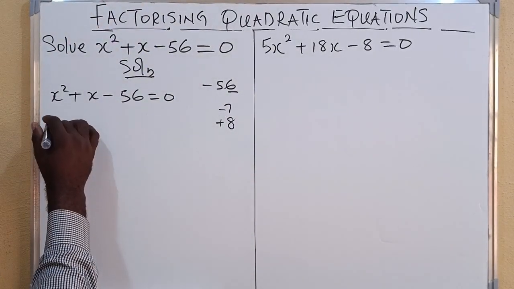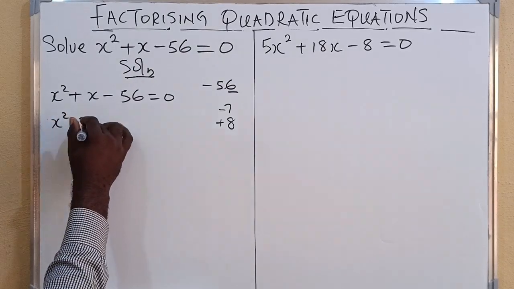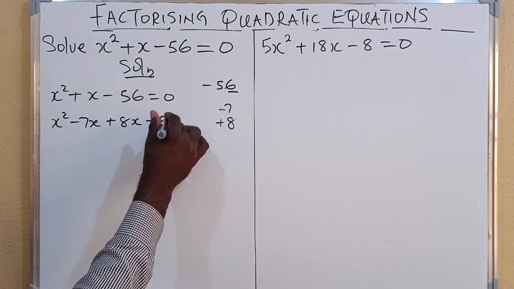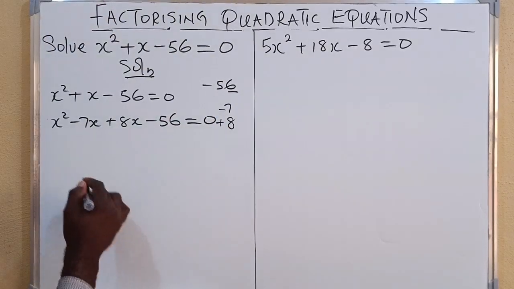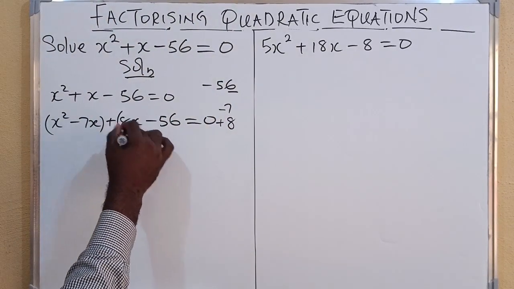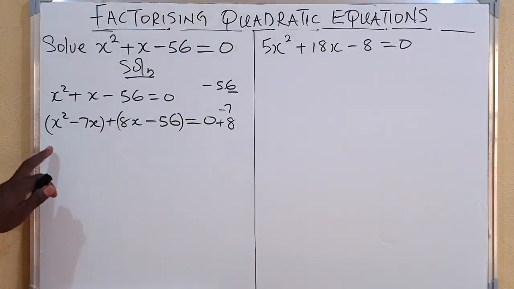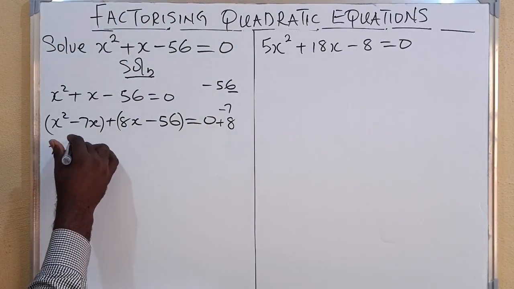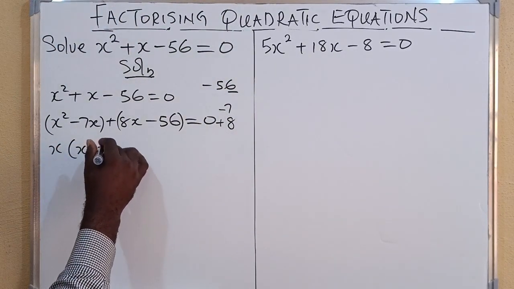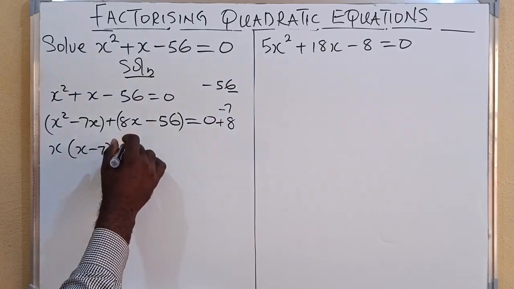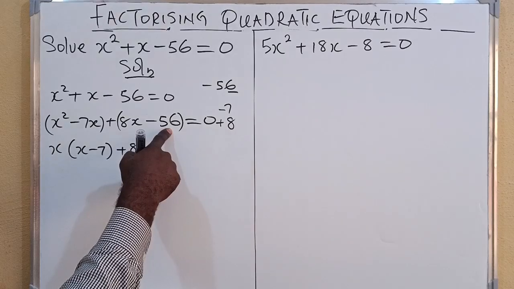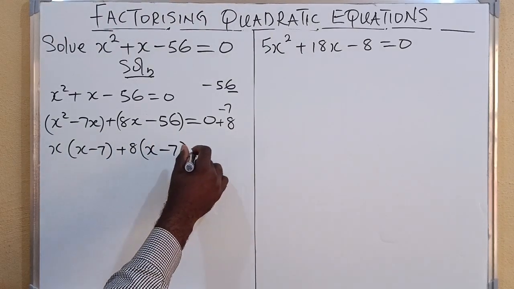So I'm going to group them and have x squared minus 7x plus 8x minus 56 equals 0. I'll group this together, and group this together. Now x is common, so I'll have my x and then x minus 7, plus here 8 is common. So 8 divided by 8 once, I'll have my x. 8 divided into 56 will give you 7, and that equals 0.